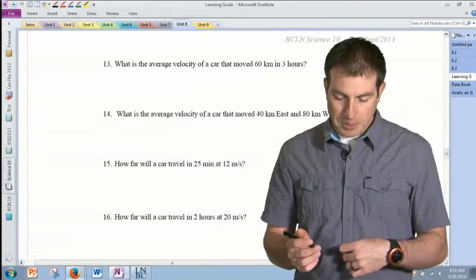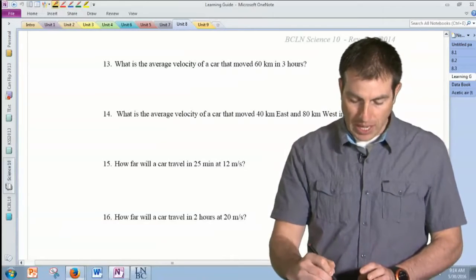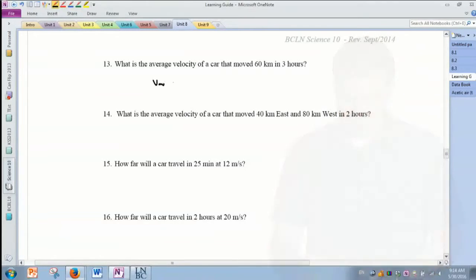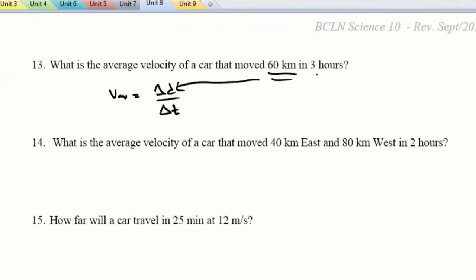So the average velocity formula is on the back of your data booklet. So V_av, average velocity, is your change in position over your change in time. And your change in position is 60 kilometers. So that goes on the top here. And then 3 hours goes on the bottom. So 60 divided by 3 is going to end up with 20 kilometers per hour for that one.